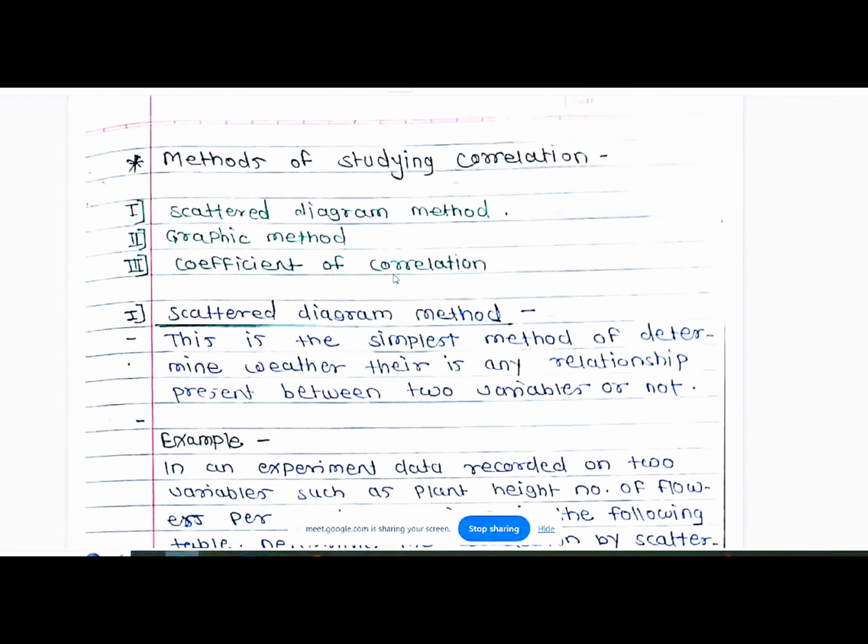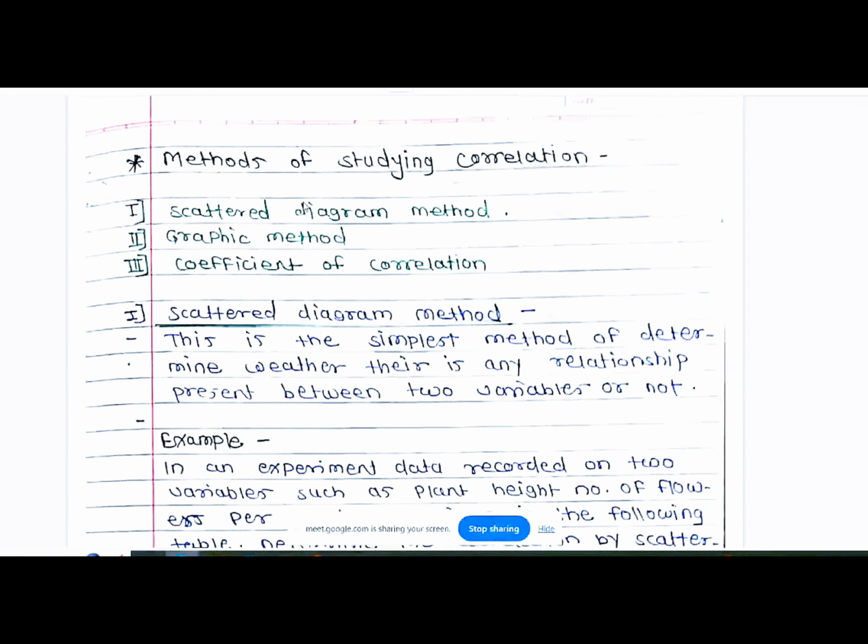So there are three important methods of finding the correlation. We saw the three different types of correlation, but now there are three important methods by which you can find out the degree of correlation present between the two variables in your research. Number one is the scatter diagram method. Number two is the graphical method, and number three is the coefficient of correlation method.